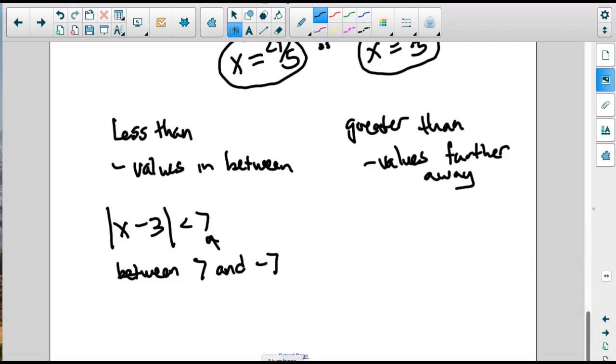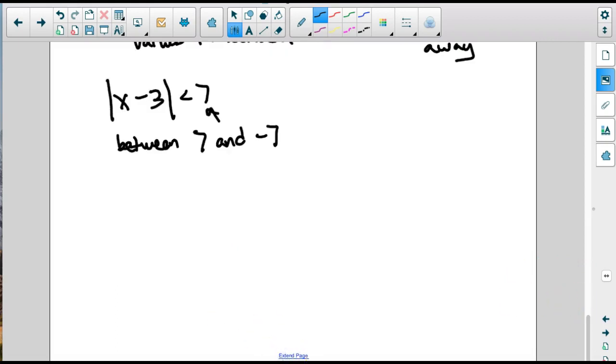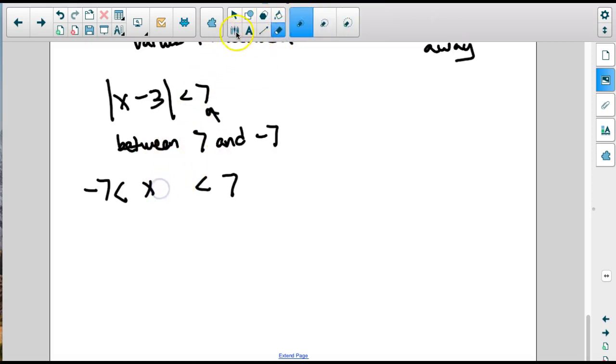Alright, normally we write this as an extended type problem. It's in between 7 and negative 7, so we're going to put negative 7 on the lower side and positive 7 on the positive side. We're going to say it's between, so it's going to be less than this, but greater than that. So we just put in the value of the equation here in between that. So our equation is x minus 3. It's between these two values because it's less than. And so those are border values.